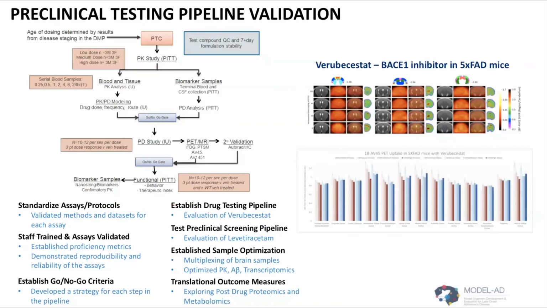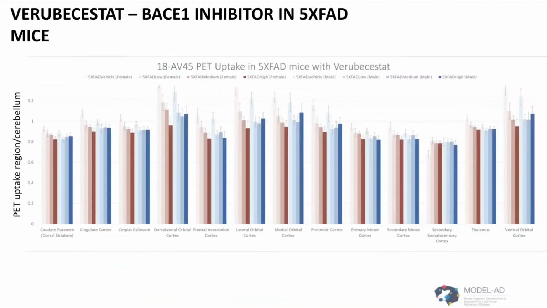And if you look in more detail at this diagram, you can see there's a dose-dependent reduction in amyloid using this drug verabecestat, which is a BACE1 inhibitor. So it's as expected: you see this reduction in a dose-dependent manner in males and females in 5x FAD mice.